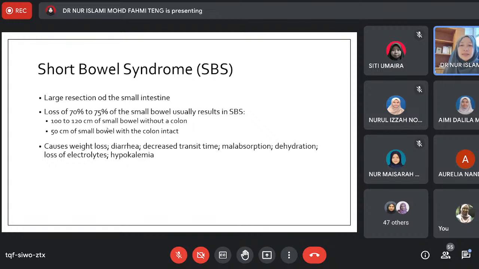Okay. So the symptoms and severity of the metabolic consequences are dependent on the presence of the ileocecal valve and of the colon. So when there is SBS, it will cause weight loss, diarrhea, decreased transit time, malabsorption, dehydration, loss of electrolytes, and even hypokalemia.